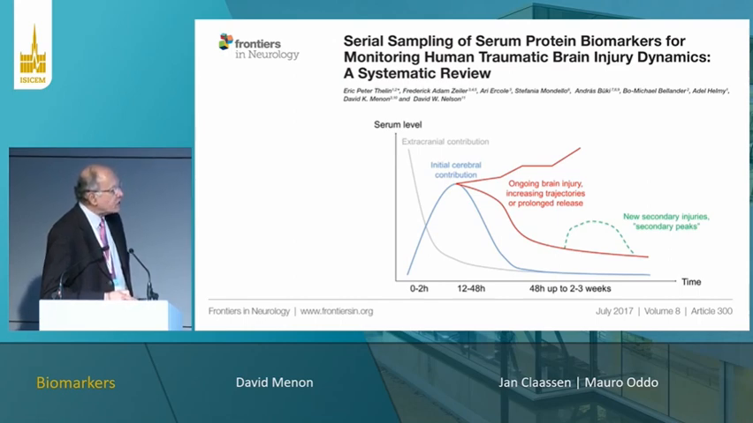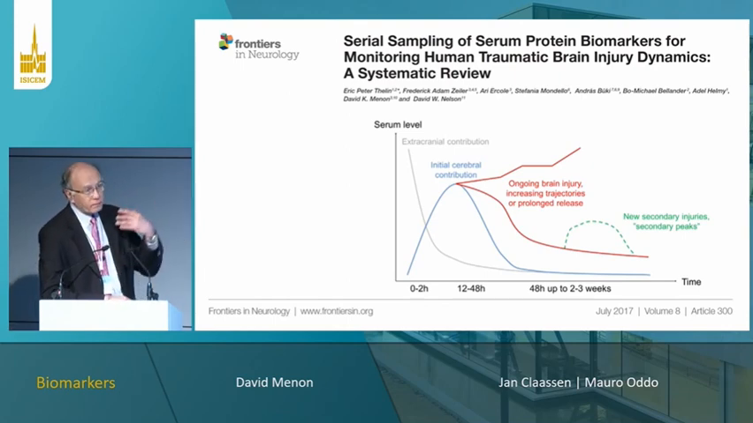And where the patient is recovering rapidly and the injury resolves rapidly, this blue line is followed and it comes back within 48 hours to baseline levels. However, if there's ongoing brain injury, you get further peaks or a prolonged period of elevation. And if you have a secondary insult, you can have a secondary peak.